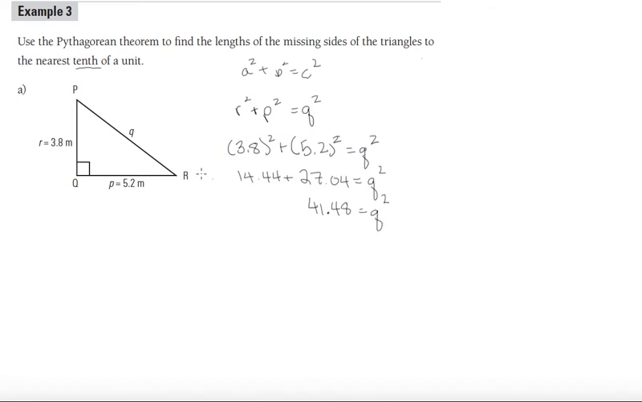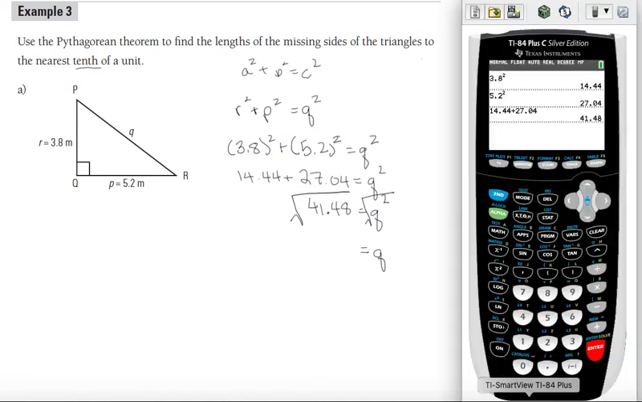Now the problem is I want to know q, I don't want to know q squared. Now how do you undo a square? Well, a square is saying something times itself, so to undo it we take the square root, which means what two things do we multiply together to get a number? So the last step in any question using the Pythagorean theorem will always be to take the square root. Okay, so this is q, and it equals, well, the square root of that.